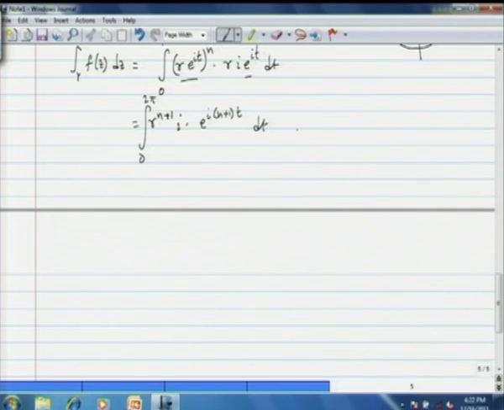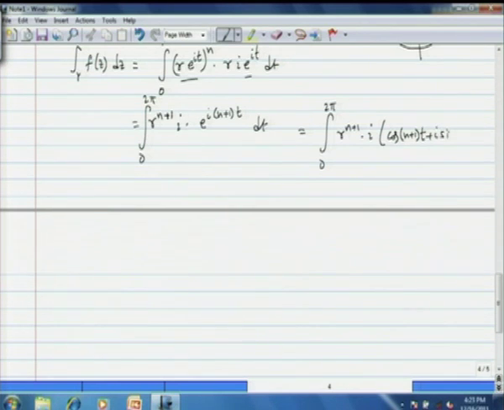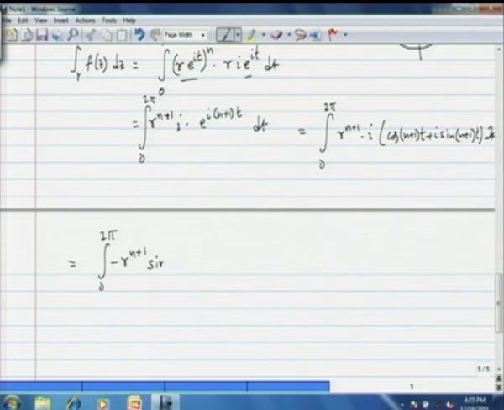So, you get, well, let me write e power I times n plus 1 t as cos n plus 1 t plus I times sin n plus 1 t like before. So, I get integration from 0 to 2 pi of r power n plus 1 times I times cos n plus 1 t plus I sin n plus 1 t dt. So, this gives me integration from 0 to 2 pi, and the real part is minus r power n plus 1 sin n plus 1 t dt, and then plus I times integration from 0 to 2 pi of r power n plus 1 cosine n plus 1 t dt.